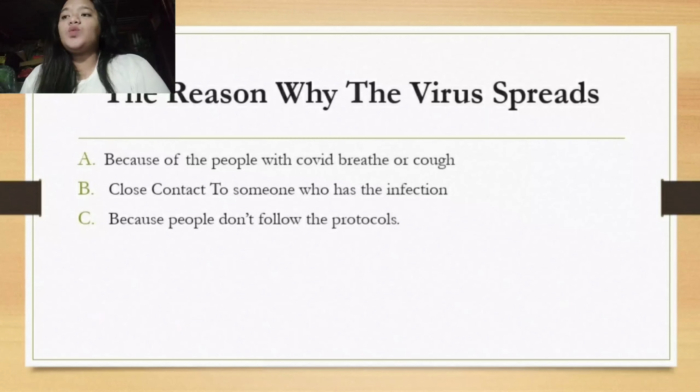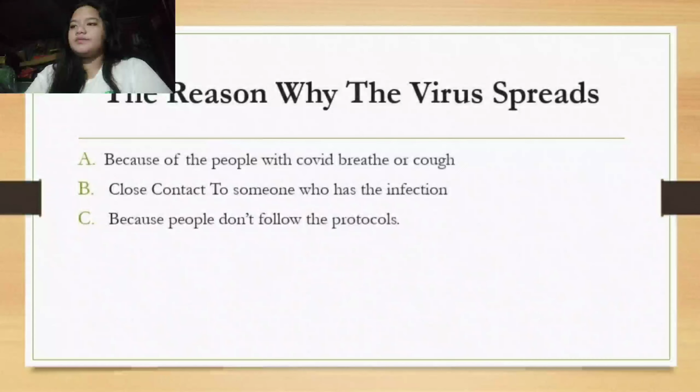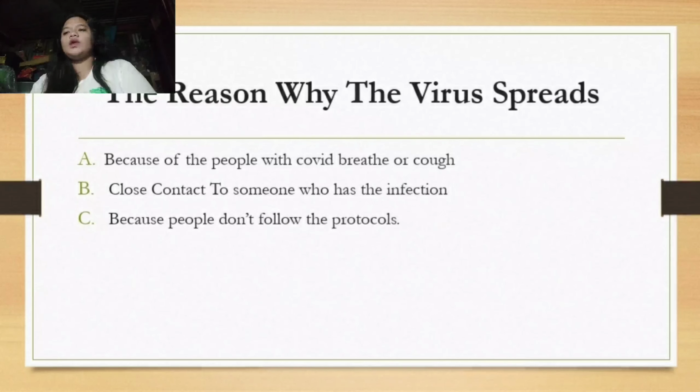Next, the reasons why the virus spreads. We have A, because of the people with COVID who breathe or cough. B, close contact with someone who has the infection. And C, because people don't follow the protocols. Okay.